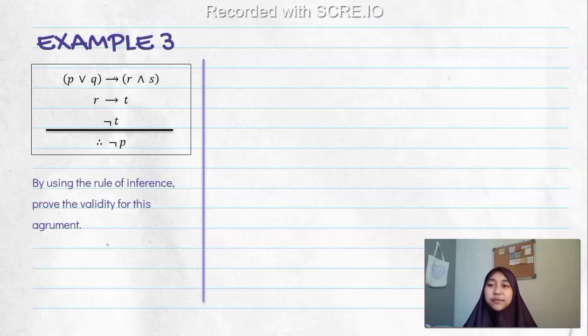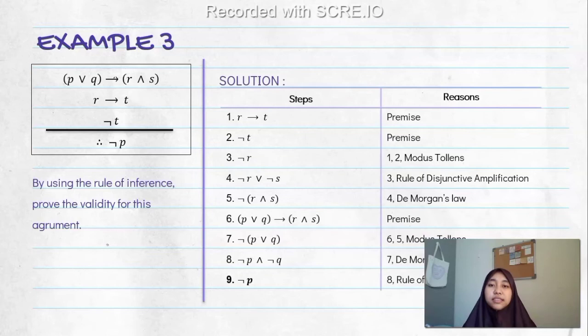Here we have an argument: P or Q implies R and S, R implies T, not T, and the conclusion is not P. So the question asks, by using the rules of inference, prove the validity of this argument. This is the solution.